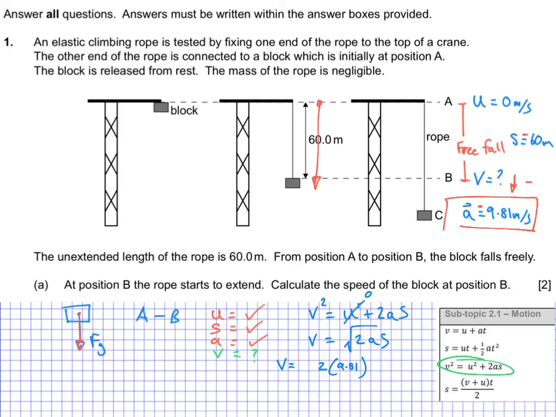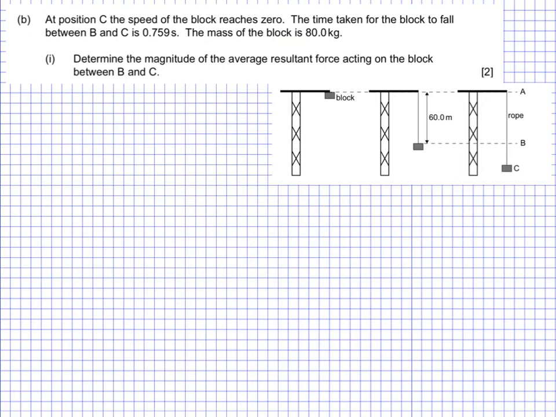Anyway, 2 times 9.81 times the displacement, which is 60. Again, that would be in a downward direction. And then the whole thing square rooted. So what do I get? Well, let's see the final velocity, put it into your calculator. You end up with 34, and I'm going to go to 3 significant digits because I've got 3 significant digits here, and so that's what I'm going to match it to. So 34.3 meters per second.